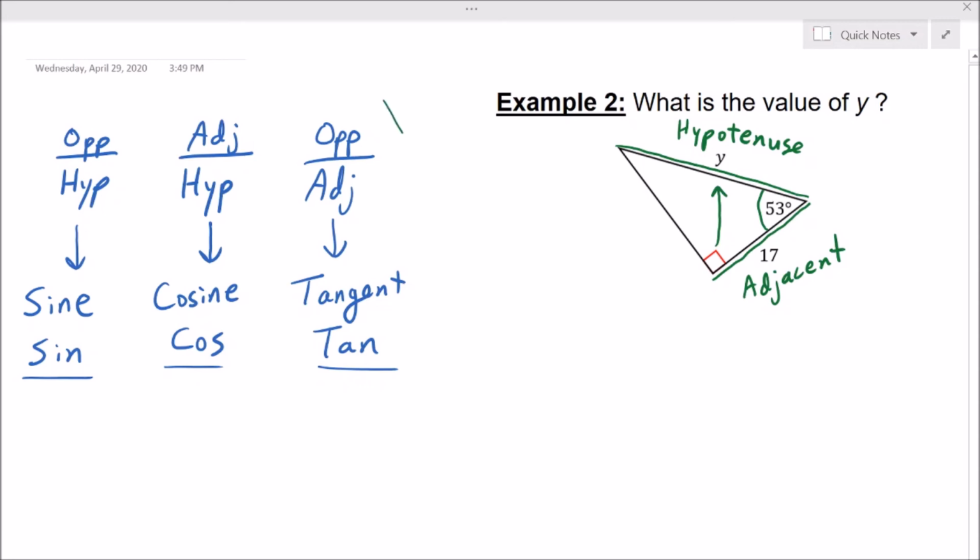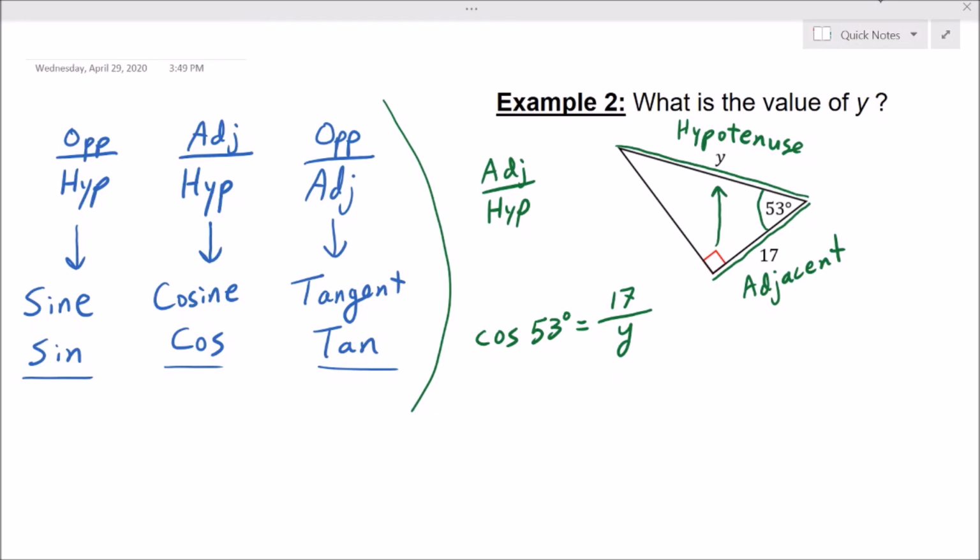So now again, pick the right ratio out of the three. Which one uses adjacent and hypotenuse? Well, that's the middle one, cosine, right? Cosine is adjacent over hypotenuse. So then set up an equation. We write cosine of the angle we're working with, 53 degrees, equals, and then it tells us adjacent on top, so 17 on top with hypotenuse on bottom, so y on bottom. And here we have to be careful.